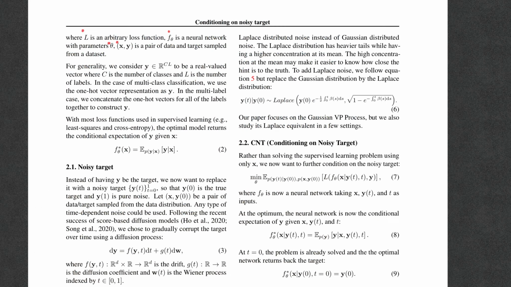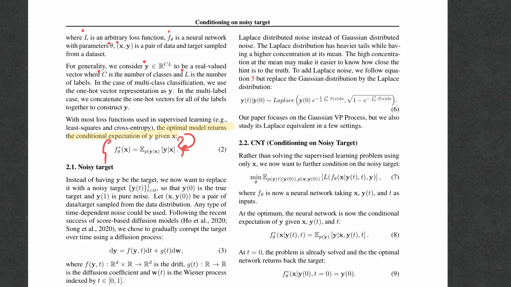Now, in the supervised setup, L can be an arbitrary loss function. F of theta is a neural network which is parameterized by theta. X and Y are a pair of data and target sampled from a dataset. You could consider Y, or the objectives, to be real-valued vectors. C, you can have a number of classes, and L would be the number of labels. And therefore you have a one-hot representation.